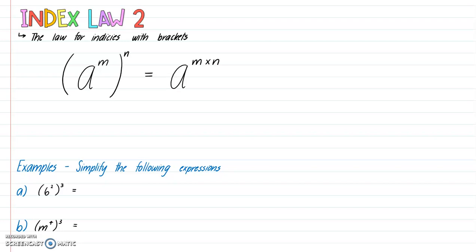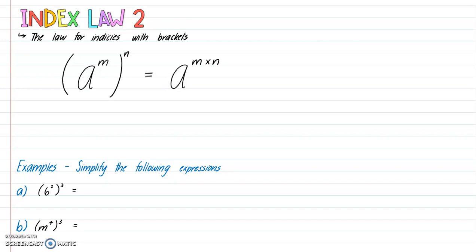Index Law 2. The second index law is the law for indices with brackets. So let's have a look at the generic rule. If we have a to the power of m in brackets to the power of n, which means that everything in those brackets is to the power of n, that is the same as saying a to the power of m times n. So when we have indices with brackets, we just multiply the exponents.